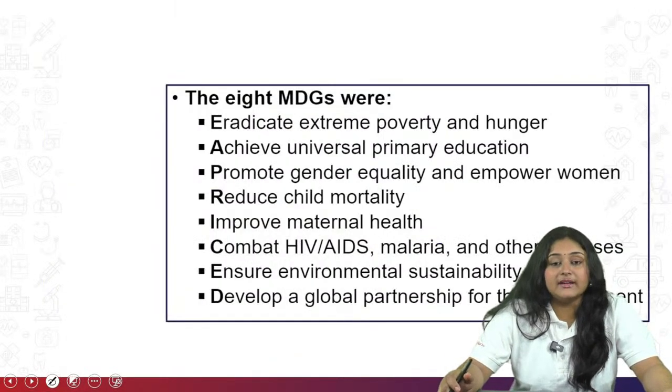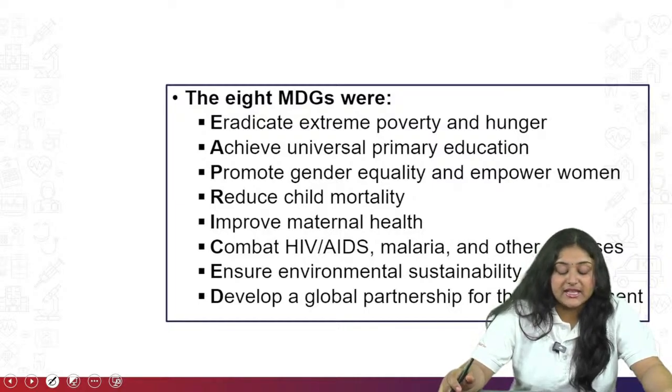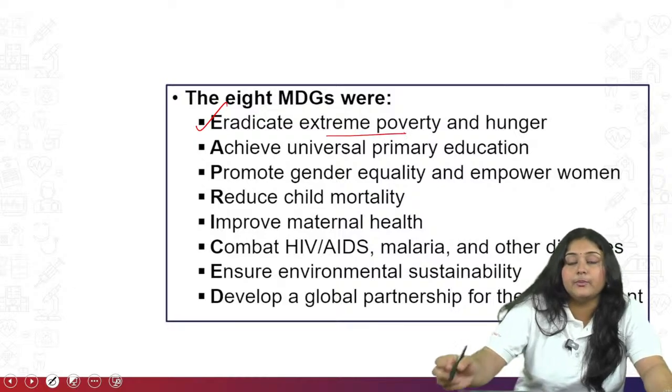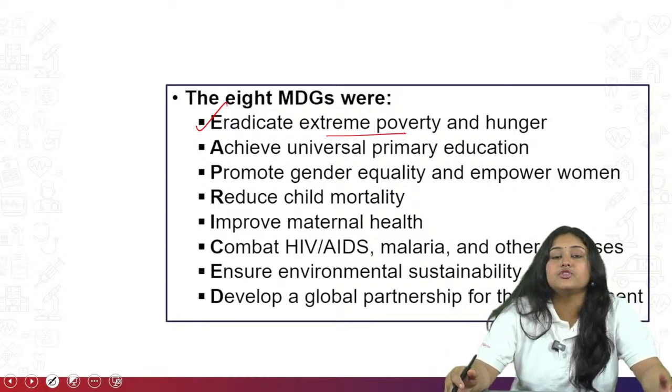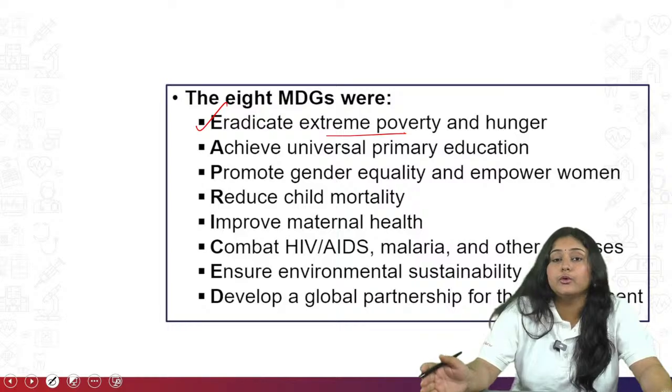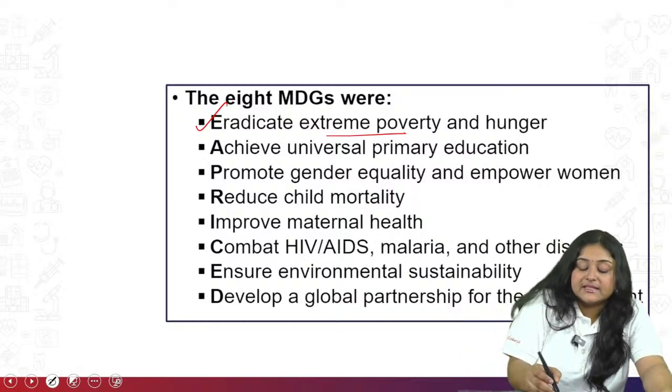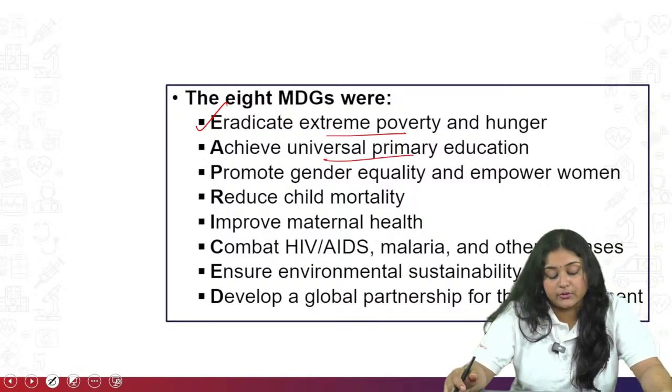So what are the 8 components of the MDG? First is E. E indicates eradicate extreme poverty as well as hunger, meaning people who are under the poverty line and don't have enough money to buy food or to cook food at least 2 times in a day. So that is called hunger. Next is A. A means achieve universal primary education.